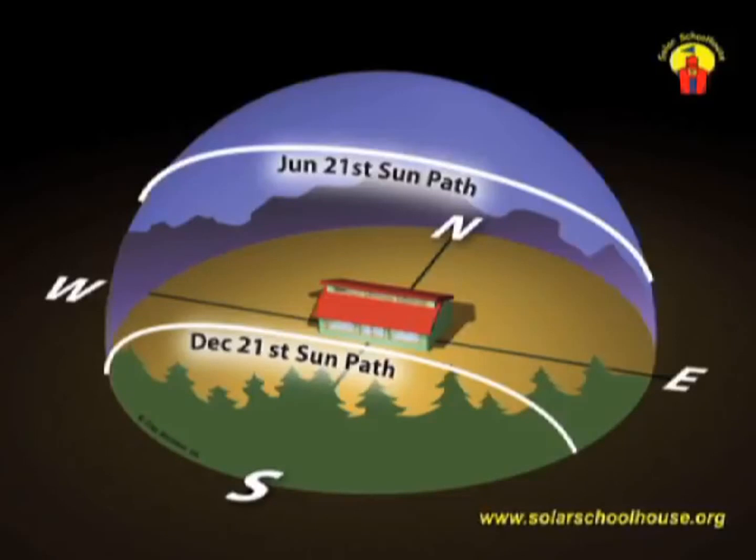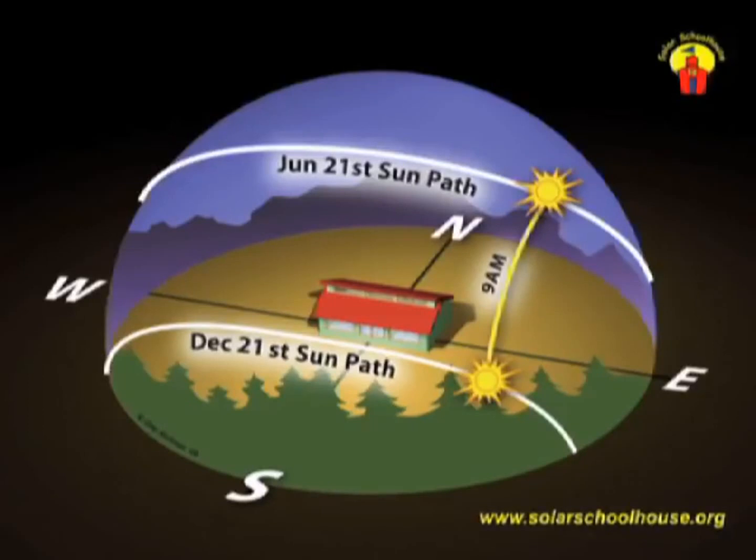We can now begin to chart where the sun will be at any time of day during the year at this location. At 9 in the morning on December 21st, the sun has risen in the east and is low in the southern sky. On June 21st, it's higher in the sky at this same time of day. We can draw a line on the sky dome between these two 9 a.m. positions. This line shows where the sun will be at 9 a.m. during the rest of the year.